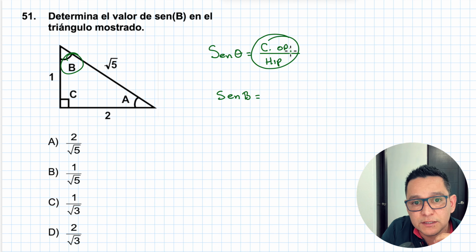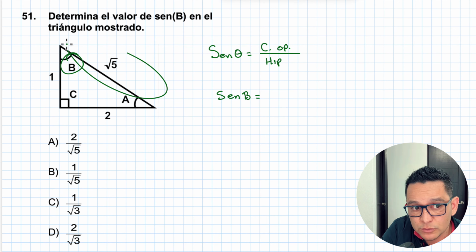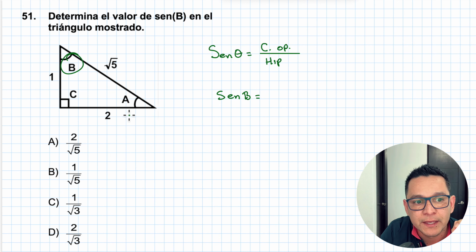Well, according to the formula, the opposite leg for this angle is 2, right? The adjacent leg is 1, correct? And the hypotenuse, well, it's this one, which is the largest. So let's write the opposite leg, which we said is 2, and this is going to be divided by the hypotenuse, which is the square root of 5.